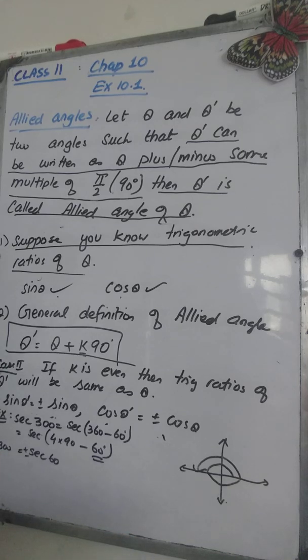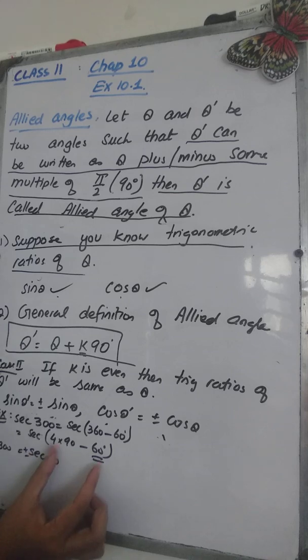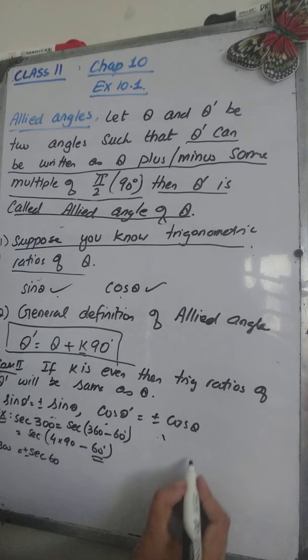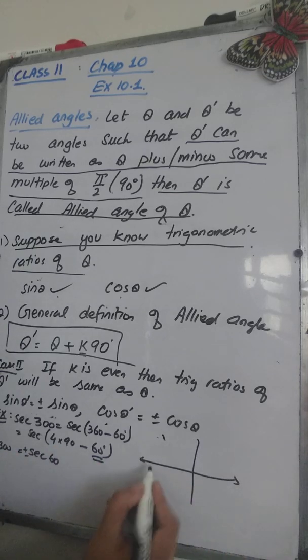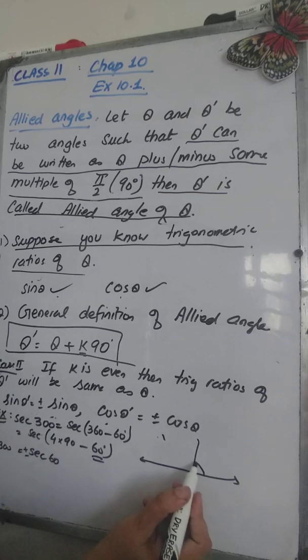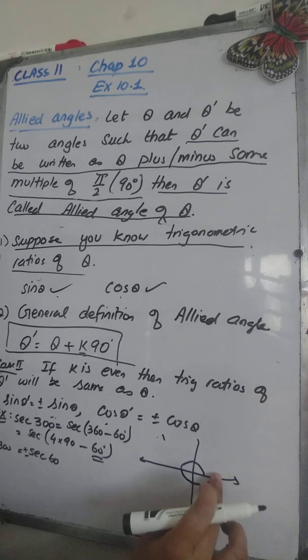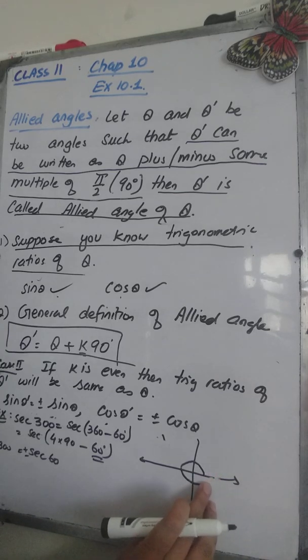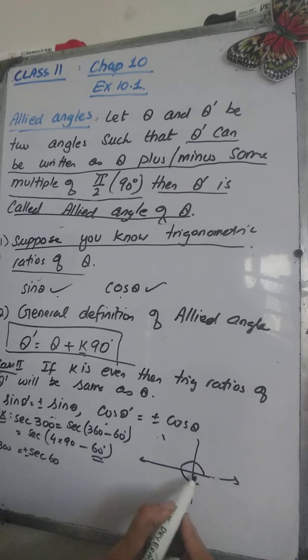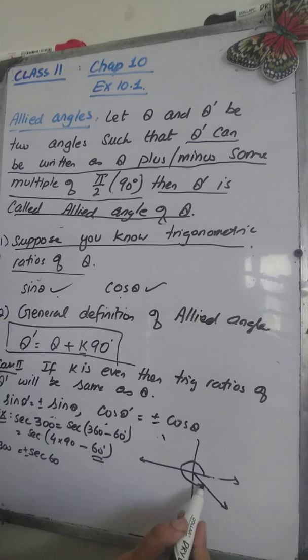Now 300 lies in which quadrant? What will be the quadrant in which 300 lies? Now with the help of this expression you can easily find the quadrant of 300. This 300 is 4 times 90. 1 times 90, 2 times, 3 times, 4 times 90 minus 60. Minus 60 means you are going to subtract something from it. It means that this angle will be 360 minus 60. It will lie in the fourth quadrant.